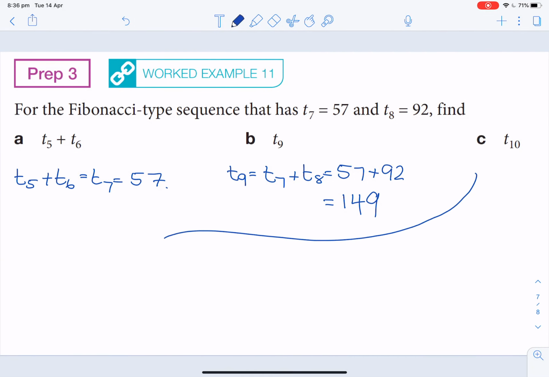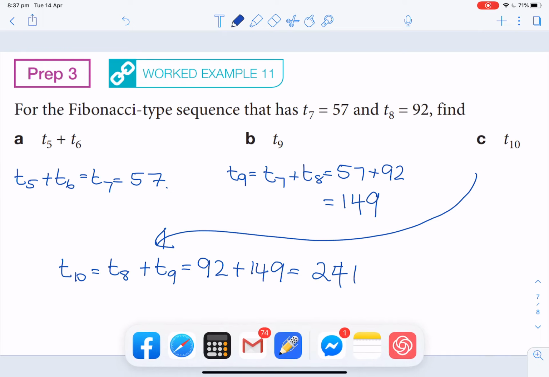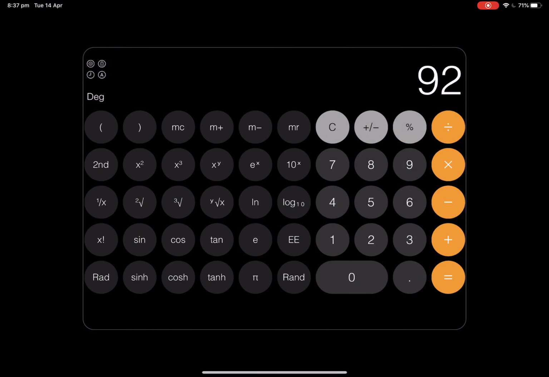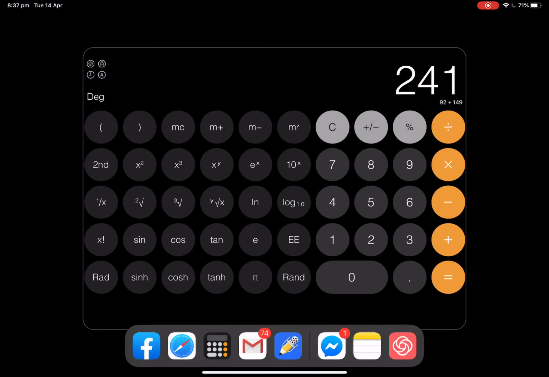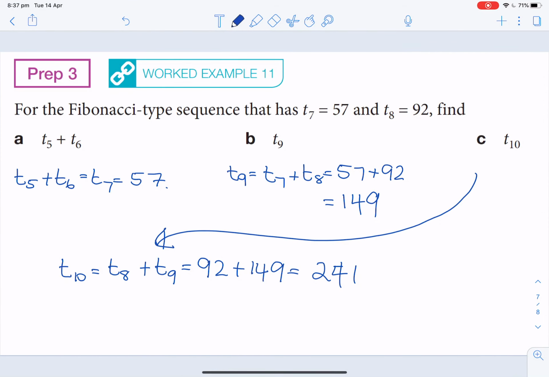And then I'm going to move C down to here. There's not much room. T10. So for T10, I need the two numbers before it, which are T8 plus T9, which is 92 plus 149 equals 241. Let me just double check again. 92 plus 149, 241. Cool. So that is it for 6.5 Fibonacci.